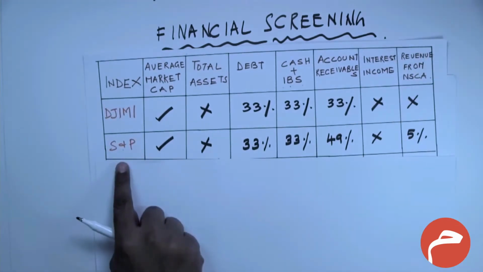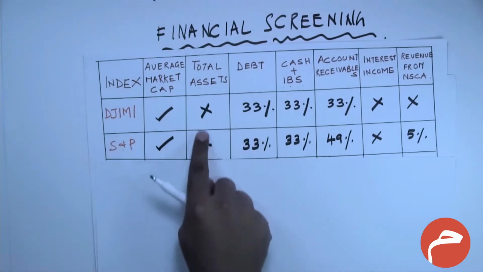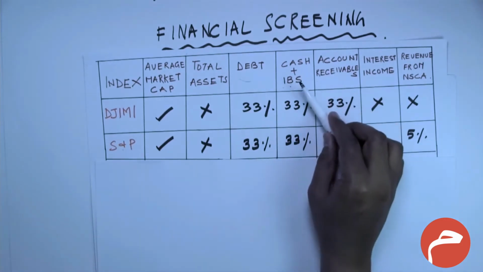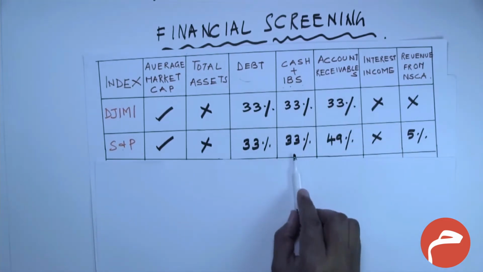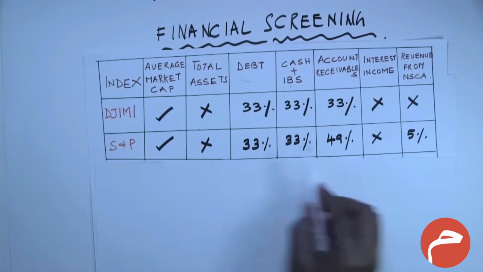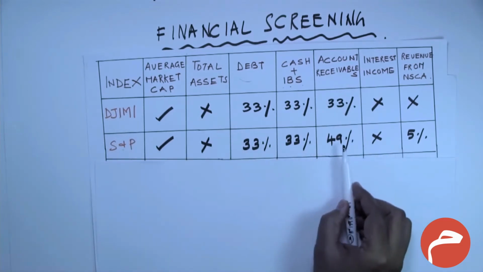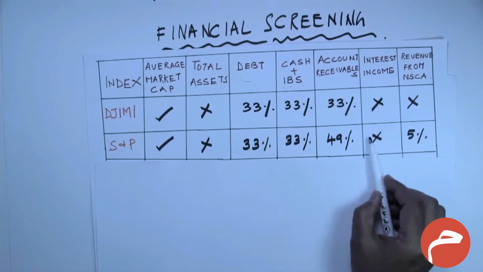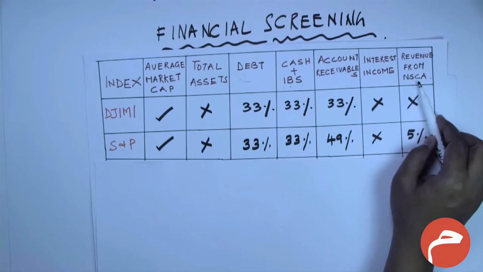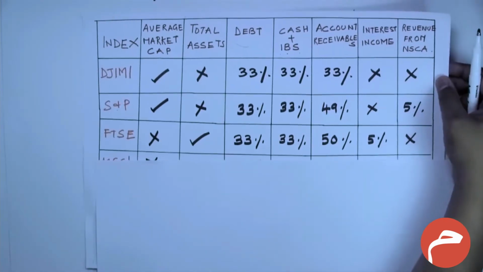In case of an S&P index, again S&P uses the average market cap. It does not use the total assets. Again in S&P, for debt, it is 33%. For cash plus interest-bearing securities, it is 33%. For account receivables, it is 49%. So you can see the difference. In Dow Jones Islamic Market Index, it is 33, but in S&P, it is 49%. There is no reference about interest income, but there is reference in relation to revenue from non-Sharia compliant avenues. That is 5%. Let's move further and look at FTSE.